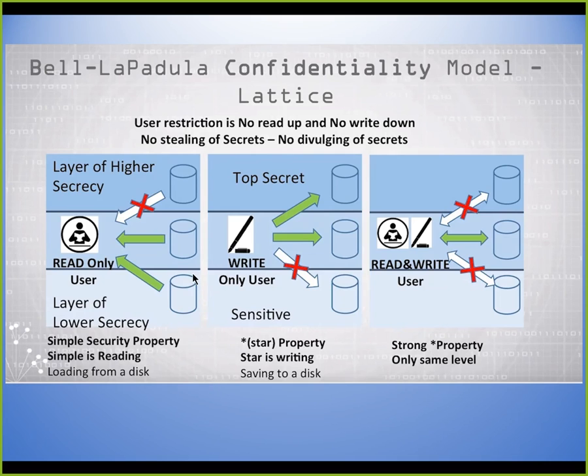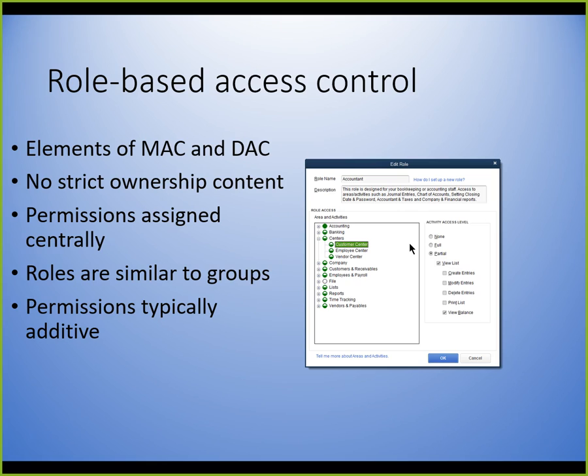And this is the image. It's kind of confusing, but hopefully when you look at it, it makes some sense. The layer of secrecy, read only. This user can read down to the secret level and the confidential level, can write up but can't write down. And then in the read-write, they can only go to their own level. A strong property: only the same level can be accessed there.